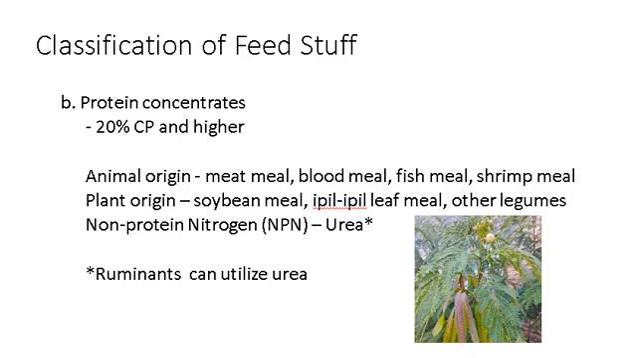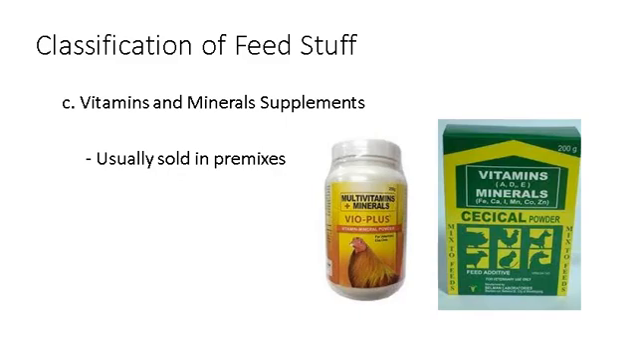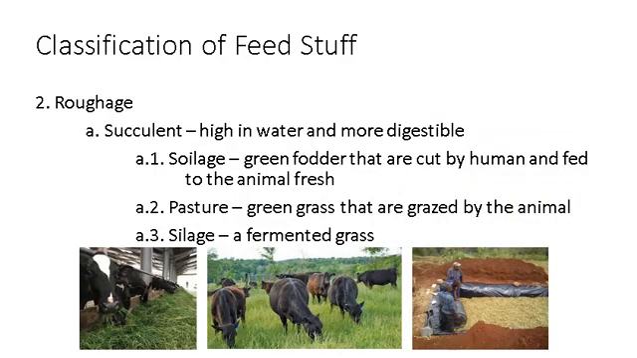Now, meron din namang vitamins and mineral supplements. So, usually sold in premixes, in aggregate stores. Now, let's go to number 2, yung tinatawag natin na roughage. First is the succulent subcategory. So, this is high in water and more digestible.